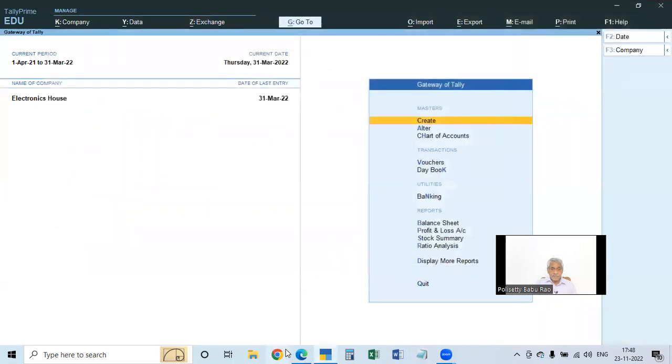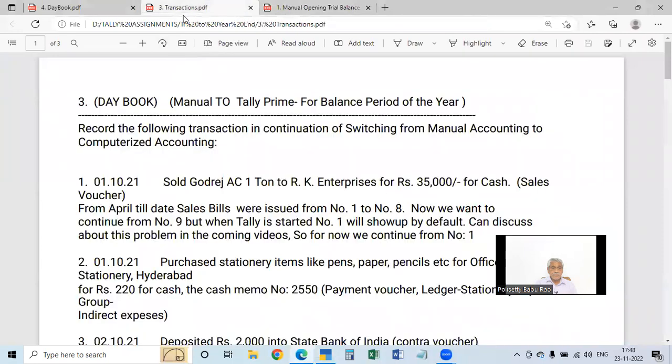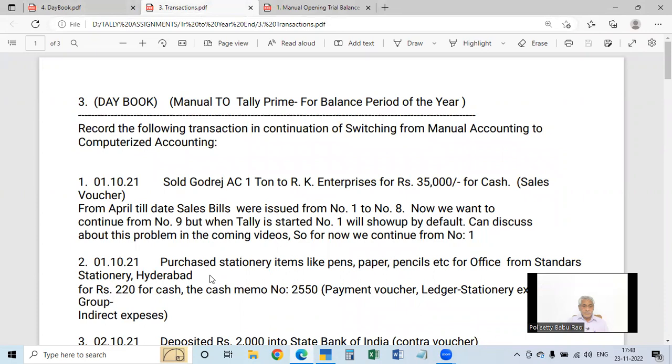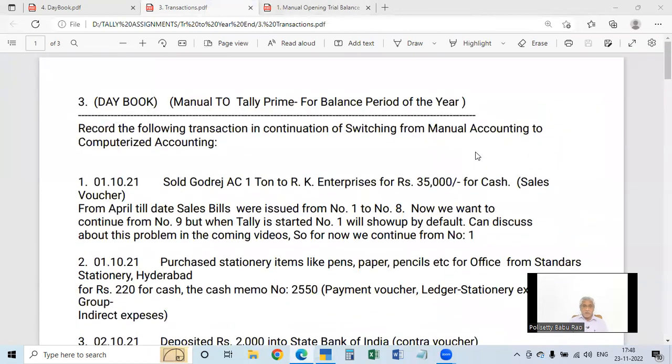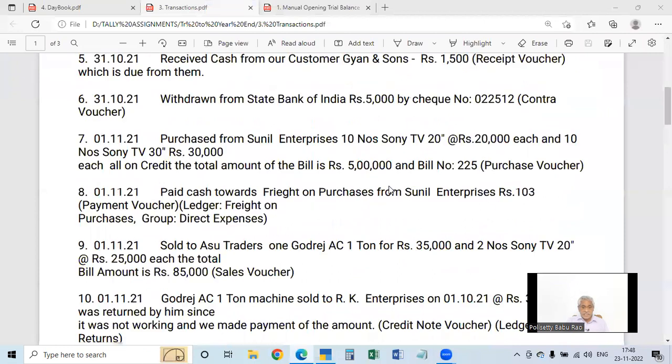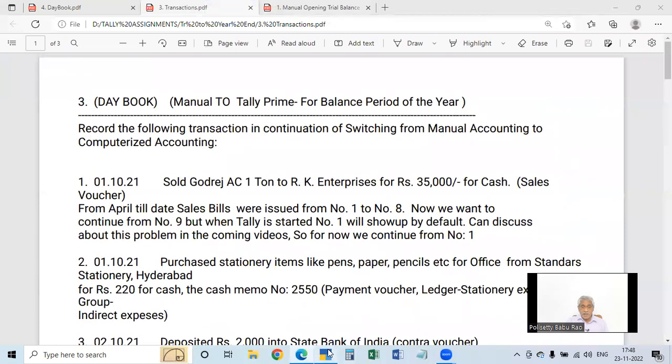Not here, it is there. Yeah, the transactions are here. The transactions, see here, are manual, to be entered into Tally Prime. For the balance period of the year, that is from 1st October, we have to enter these transactions into our Tally Prime.